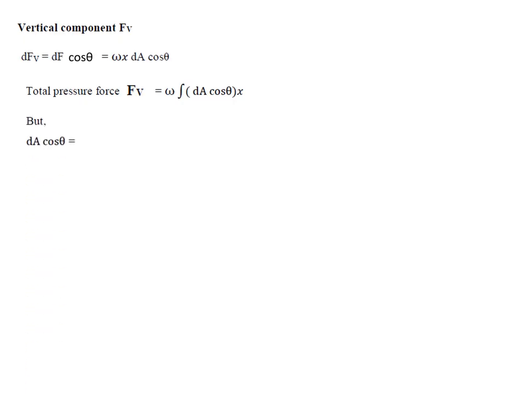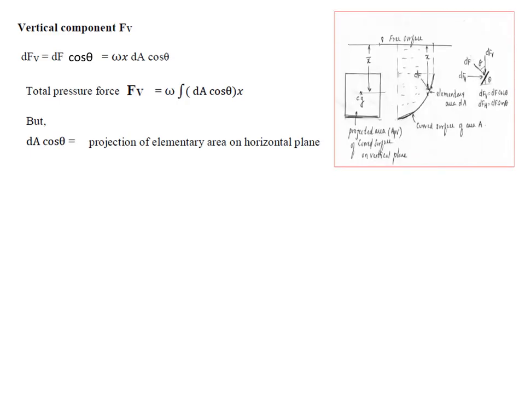Here, you know what dA cos theta is. dA is the area, and multiplying by cos theta will give you the projection of the elemental area on the horizontal plane. So this is nothing but the projection of the elementary area on the horizontal plane. If you multiply by x, you will get the volume. So if I take, see here, this is dA. If I project onto the horizontal plane, I get dA cos theta.